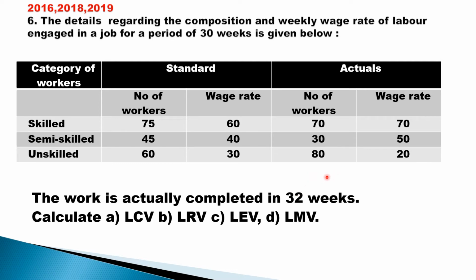As I explained before, we require four information: standard rate, actual rate, standard time, actual time. So here standard time and actual time is not given. So therefore we need to find standard time and actual time. How to find? 75 into 30 and so on, 70 into 32 and so on. So two working notes plus one RST, revised standard time. So totally three items you should calculate: standard time, actual time, and revised standard time.